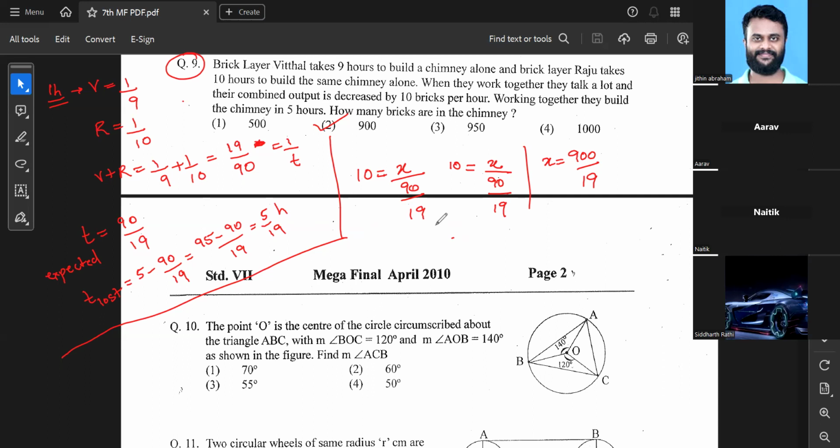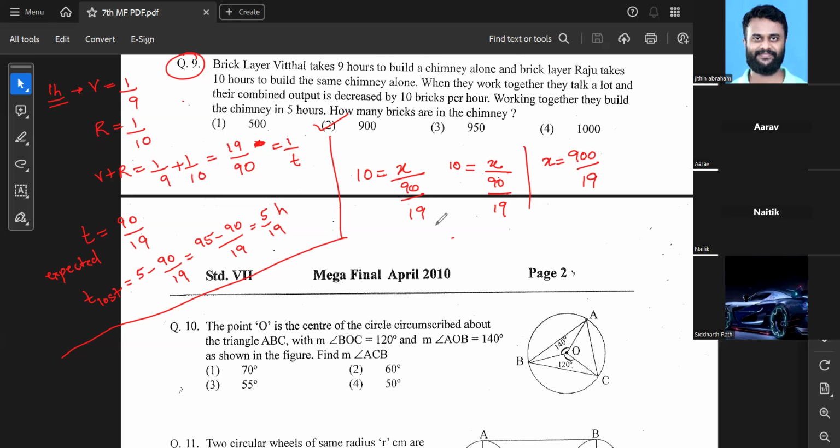So we add their total work, which is 19 by 90. Okay, this is the amount of work that they are supposed to be doing, but because of them talking a lot, they're losing 1 brick per hour because 18 by 90 is their hourly input. So they're losing 1 brick in this case. So when will they lose 10 bricks? When we multiply 90 by 10, which is 900 bricks. Wait, how did you come to know that they are losing 1 brick?